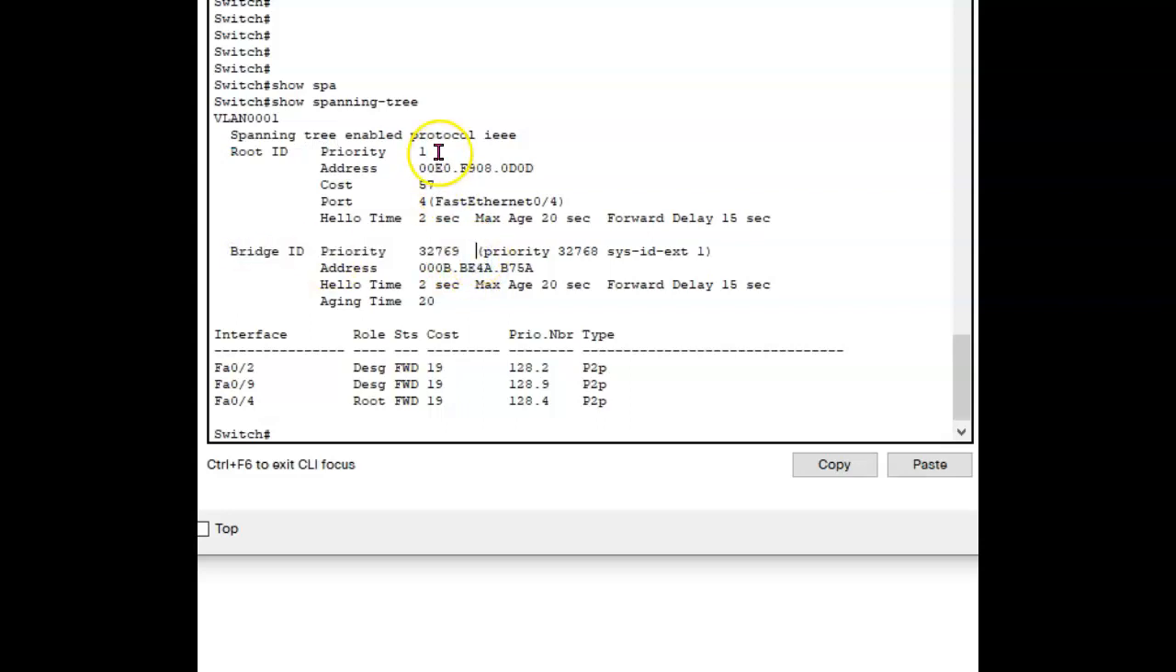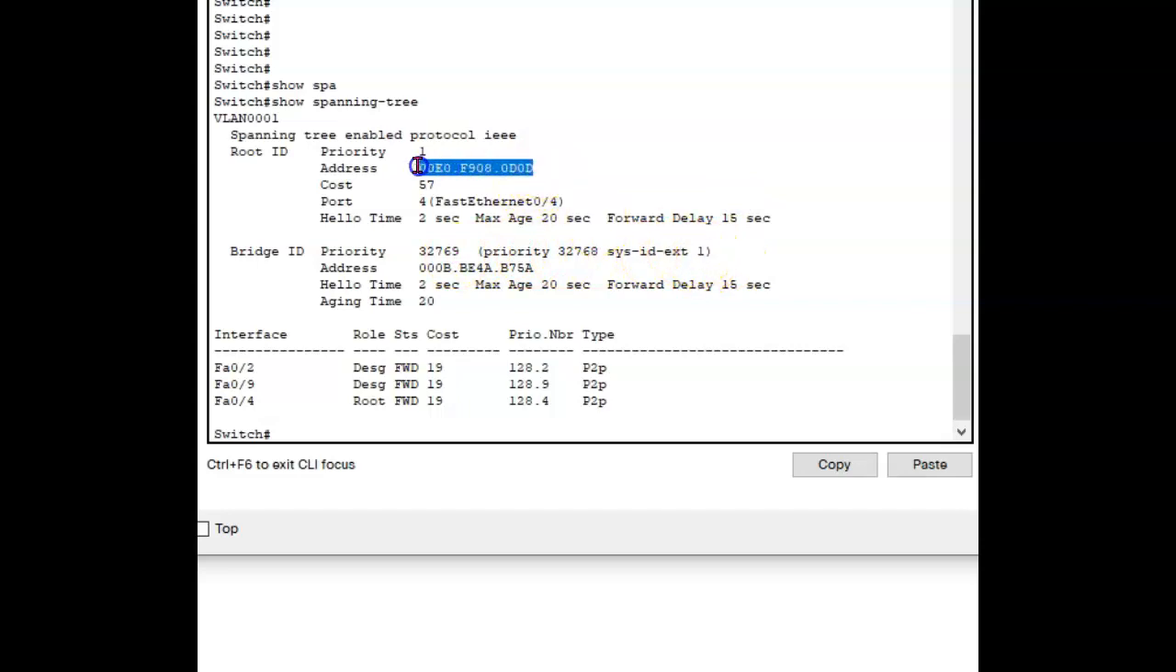Now wait a minute, didn't I say it could be 0 and 32768 or any multiple of 4096? So what's this about 1 and 32769? Well, you have to add in the VLAN number as well, and this tries to explain it. It doesn't do it very well. The priority 32768 plus the system ID extension, which is this VLAN 1. The extension is important in order to run per VLAN. So we can have different numbers depending on the VLAN that we're on.